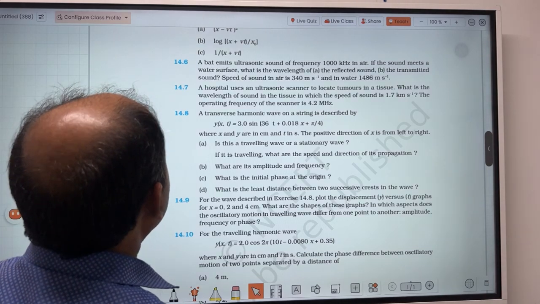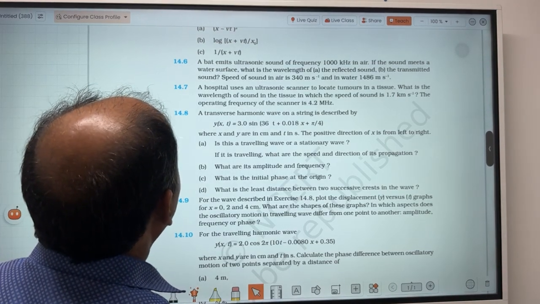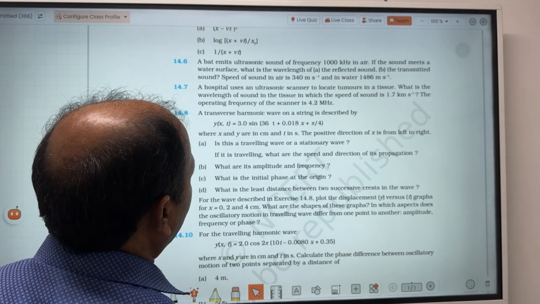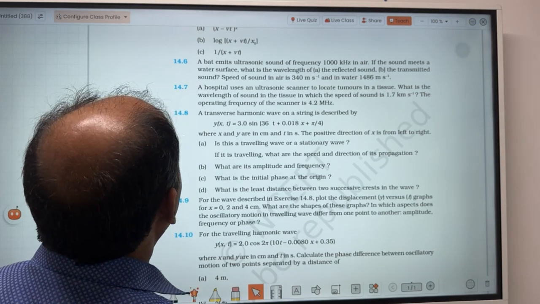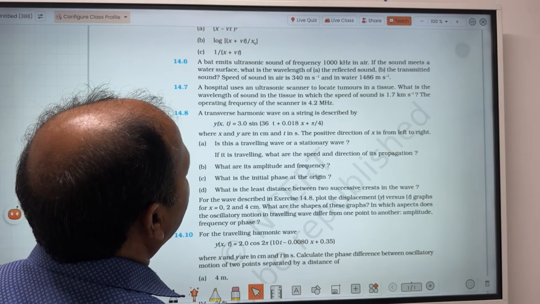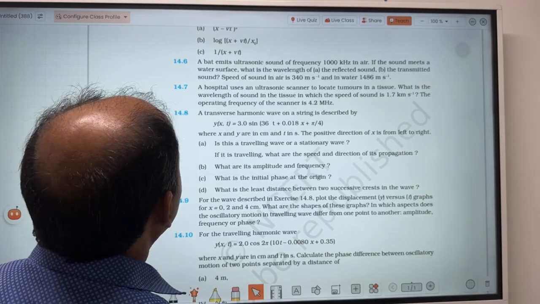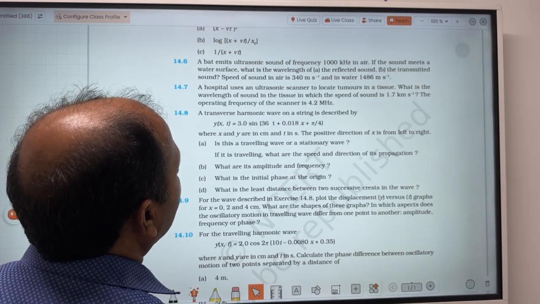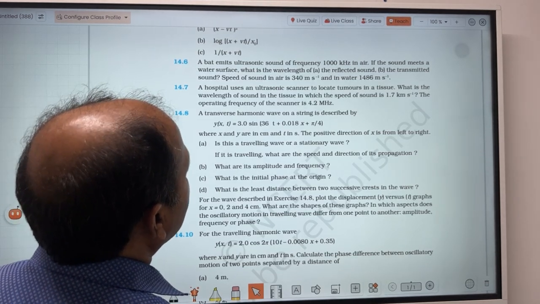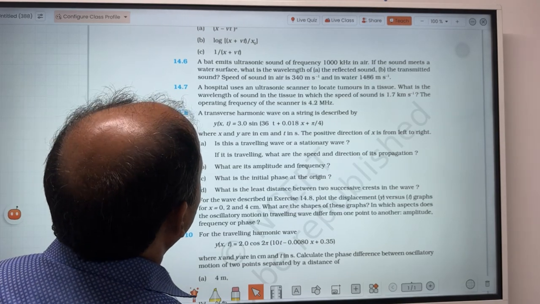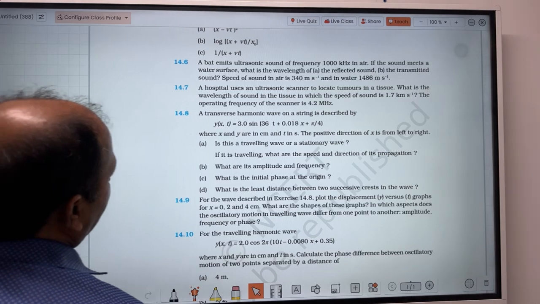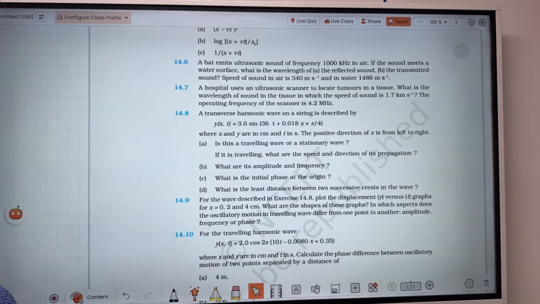Now we are going to see question number 6. A bat emits ultrasonic sound of frequency 1000 kilohertz in air. If sound meets a water surface, what is the wavelength of reflected sound and the transmitted sound? The speed of sound in air is 340 meter per second and in water is 1486 meter per second. So frequency does not change, whether it is reflected sound or transmitted sound.